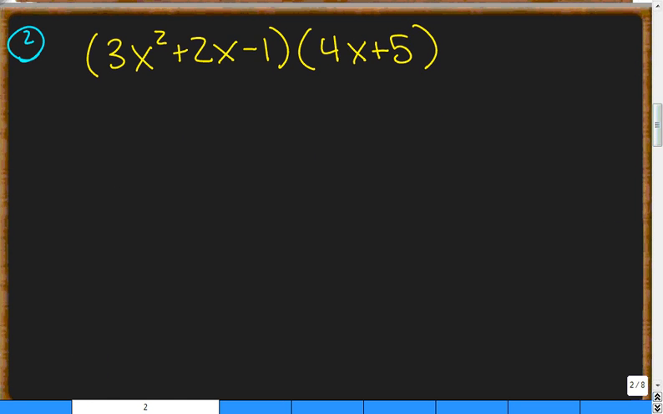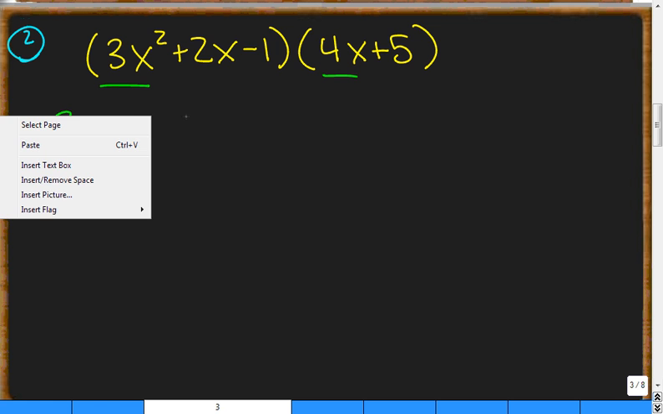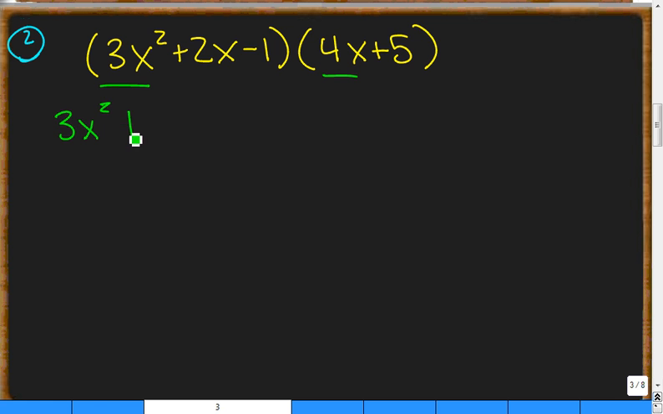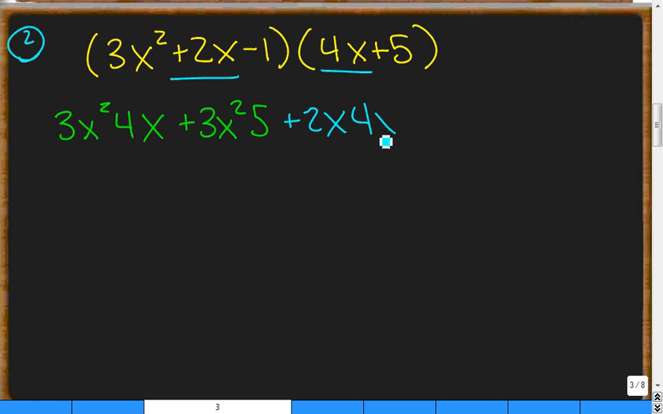Now 2 asks us to expand this term. Well, what we have to do is multiply each term in each bracket by each term in the other. So we start off, you get 3x squared times 4x, and then you do 3x squared times 5, so you get plus 3x squared times 5. Then we're going to move on to the 2x, so we get positive 2x times 4x, and positive 2x times 5.